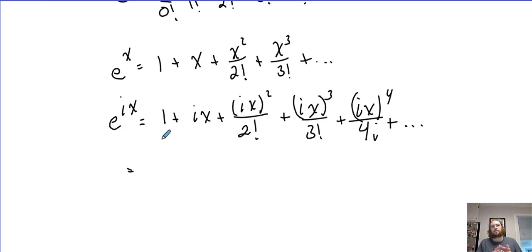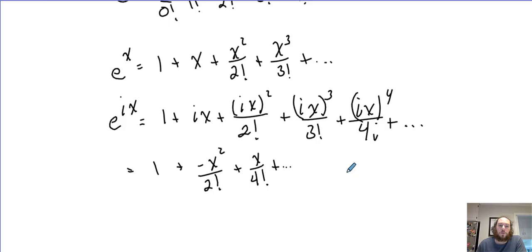I start seeing that half of it basically ends up being real and half of it ends up being imaginary, right? So 1 is real, ix is imaginary, (ix) squared ends up being real because i squared is negative 1, right? So this ends up being negative x squared over 2 factorial, right? And then i to the 4th is equal to positive 1, so this ends up being x to the 4 over 4 factorial, and so on and so on.